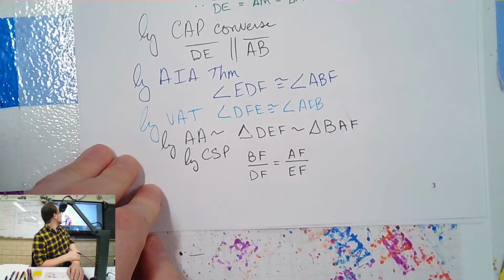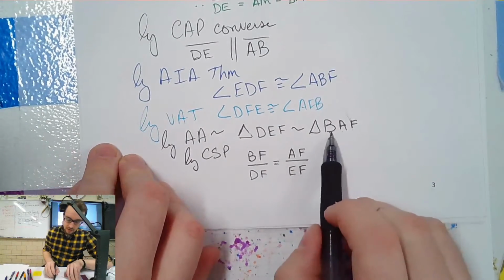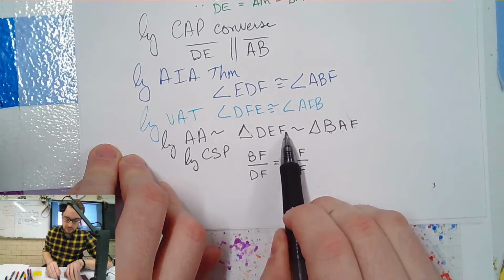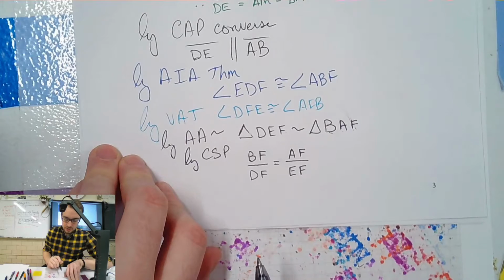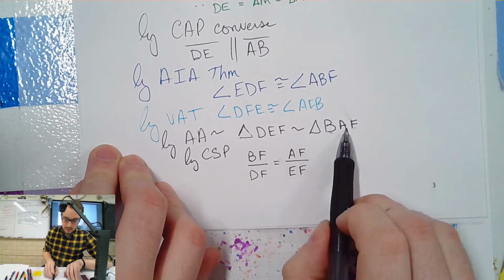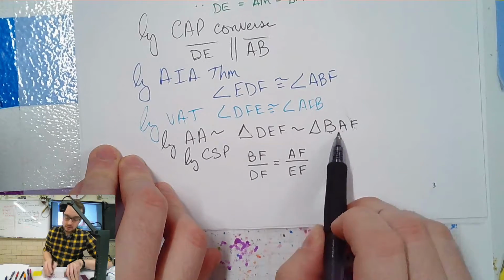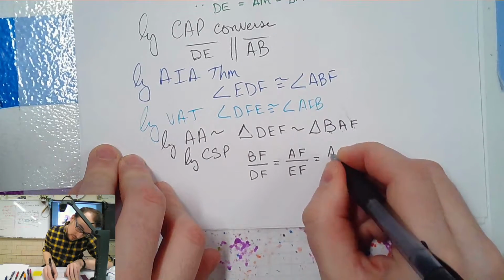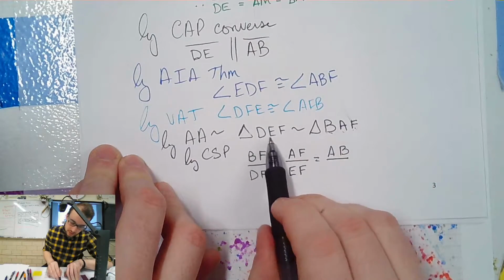Now, how do we know that those equal 2? Well, we did BF and DF. We did AF and EF. What are we missing here? AF, BF. We're missing AB, right? BA. AB relates to DE.